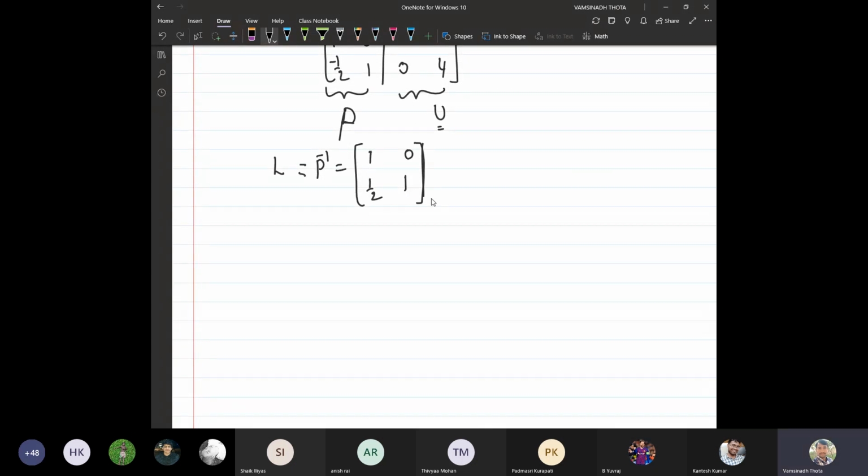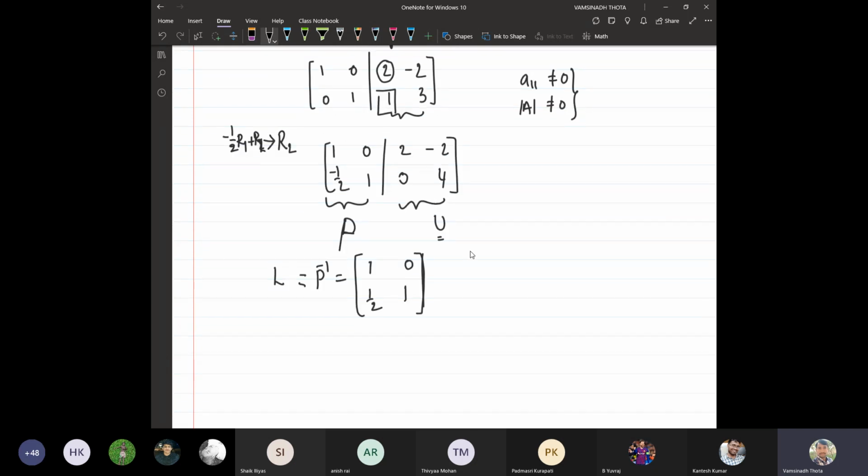Okay, so this is one way. Even for 3 by 3 it is the same way. First, you convert this one to U. And then whatever the square matrix comes here, you need to find out the inverse. That inverse will be the required unit lower triangular matrix.